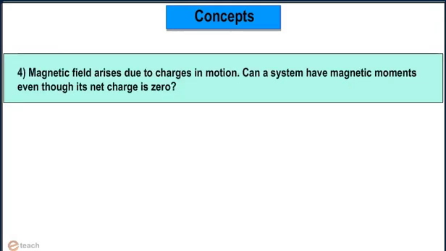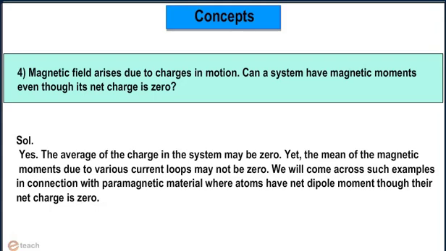Question 4. Magnetic field arises due to charges in motion. Can a system have magnetic moments even though its net charge is zero? Solution. Yes. The average of the charge in the system may be zero. Yet, the mean of the magnetic moments due to various current loops may not be zero. We will come across such examples in connection with paramagnetic material where atoms have net dipole moment though their net charge is zero.